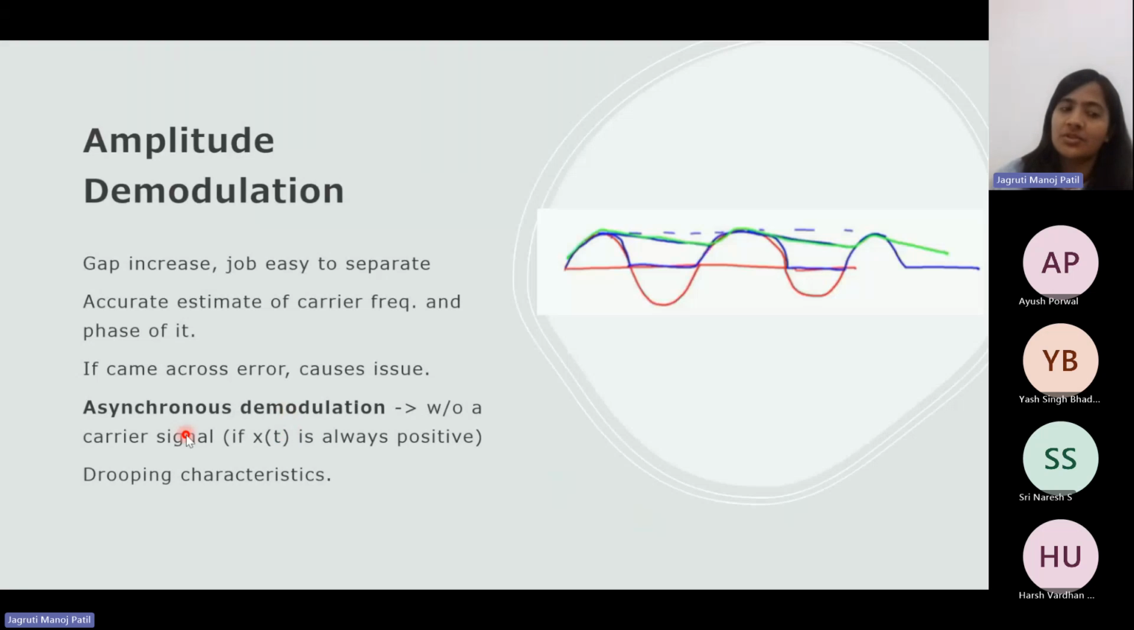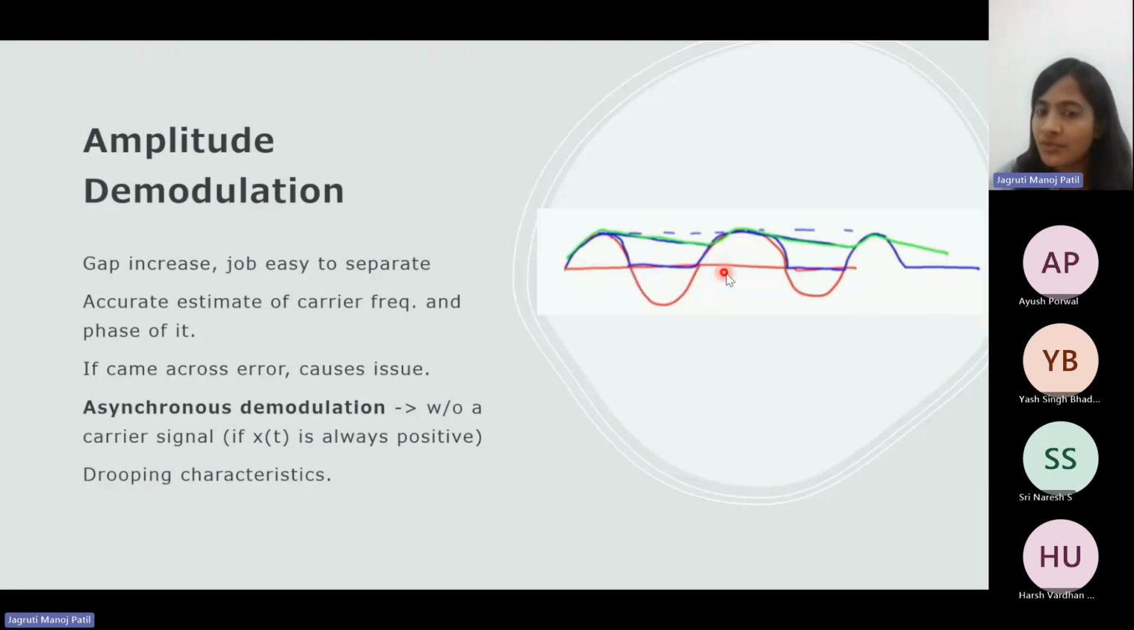Then there's a process called asynchronous demodulation. So you don't have a sync to your carrier or modulated wave. You're operating without a carrier signal, just in case everything is positive. So then you have some drooping characteristics. Here, this graph is again from the lecture slides. If you have a single sinusoidal signal varying, you rectify it.